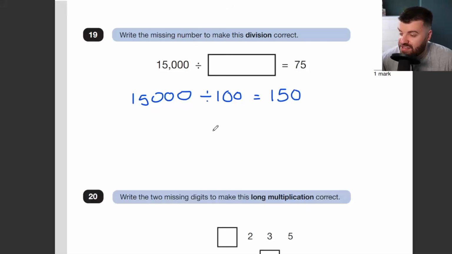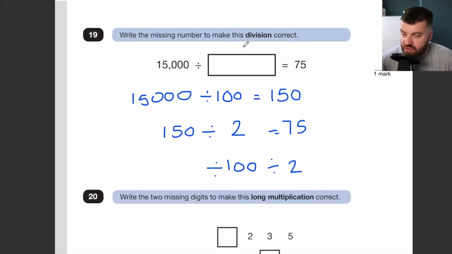Aha! So now I've got 150. What can I divide that by to get the answer of 75? And you may have noticed there is a clear link between 150 and 75. The answer to that link is that it's doubled, so we have to halve it. So what we've done here is divide by 100 and then divide by 2. Now, in order to write this as one division, we have to find the product of 100 and 2. So this is the same as dividing by 200.